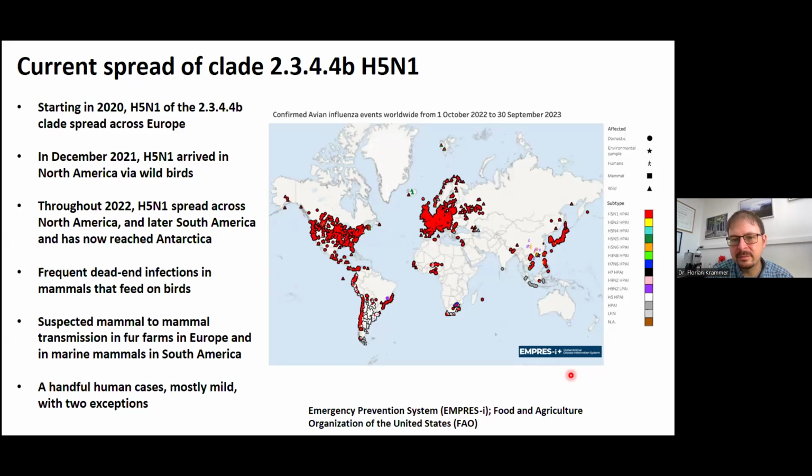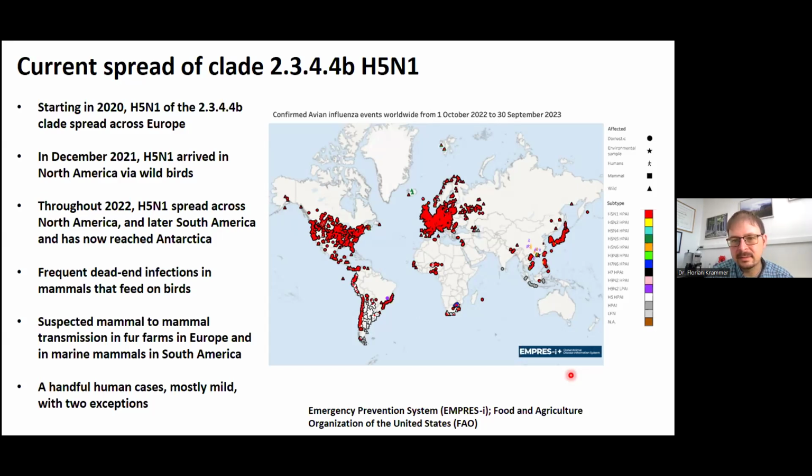And what's special here is that we see a lot of mammals that get infected, often dead-end infections, right? Predatory animals that feed on carcasses of birds that had died with H5N1, and then the mammals get infected and then they die. But we see that at a very high rate. And in addition to that, there were also cases of mammal-to-mammal transmission in fur farms in Spain and in Finland, in mink and in foxes. And a lot of infections actually in marine mammals in Chile and Argentina. And the suspicion there is also that there was mammal-to-mammal transmission.